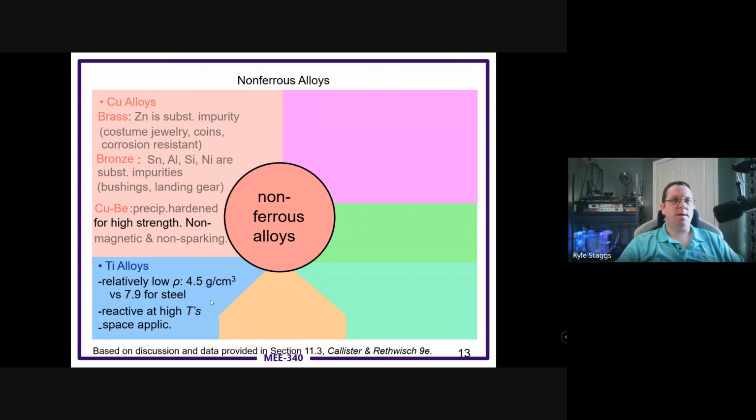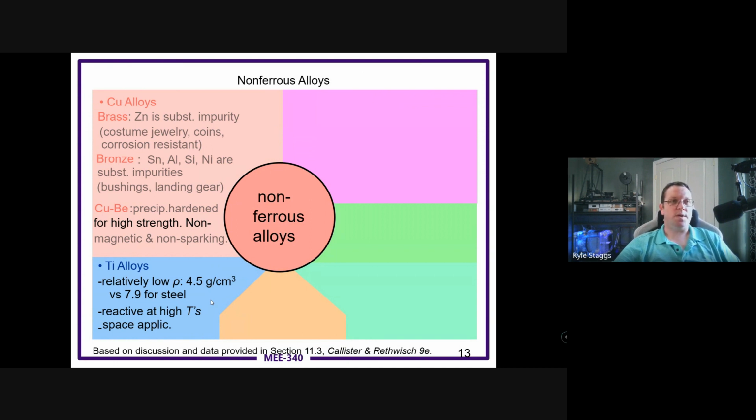Titanium alloys are another example of non-ferrous. So all of these are non-magnetic or non-ferrous. So titanium, really low density, almost half that of steel. So that's why it's used in a lot of things. But it's also very reactive at high temperatures. So there's a lot of space applications and things where this is an exceptionally useful material.